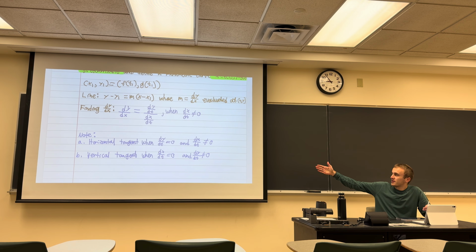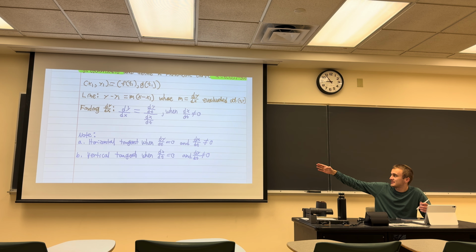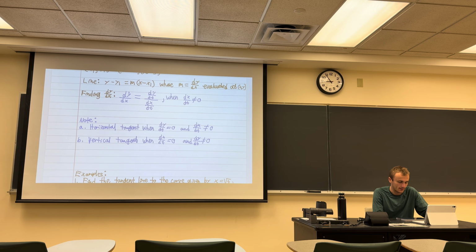And then a quick note: a horizontal tangent exists when dy/dt equals 0 and dx/dt does not equal 0. Likewise, a vertical tangent exists when dx/dt equals 0 and dy/dt does not equal 0. That just means we have a straight vertical line or a straight horizontal line. That's really all there is to it, so nothing super crazy with that.